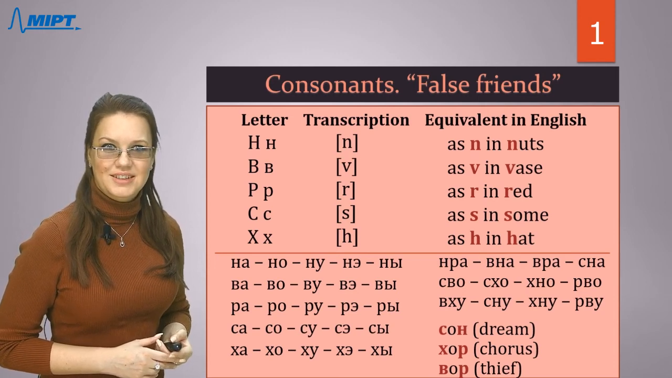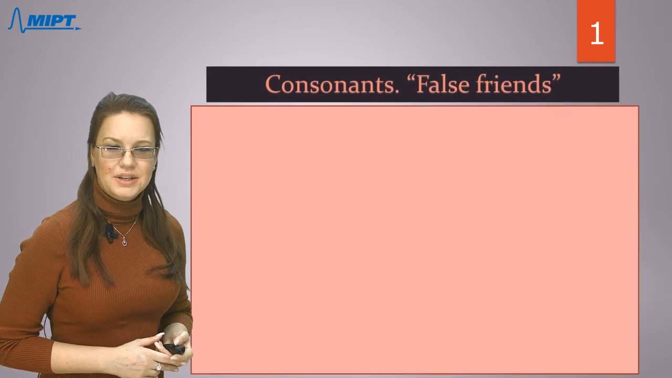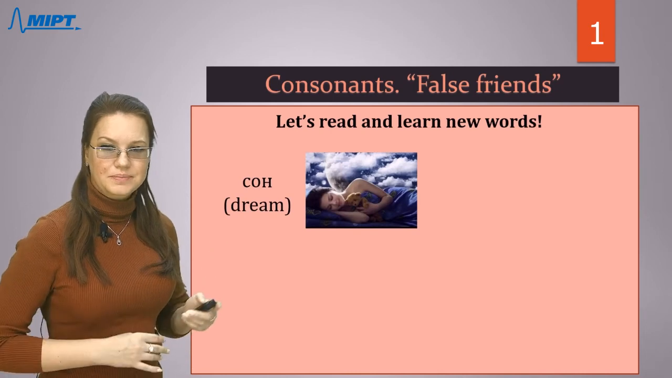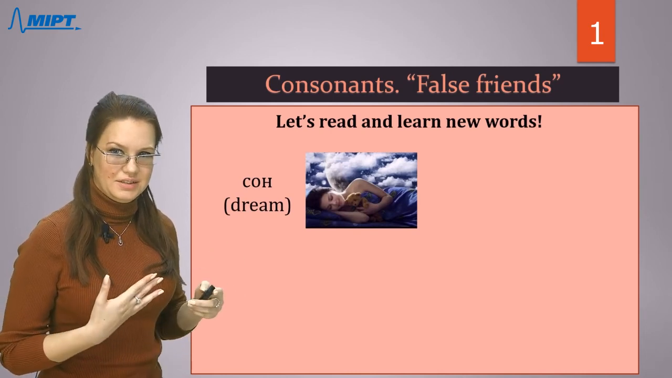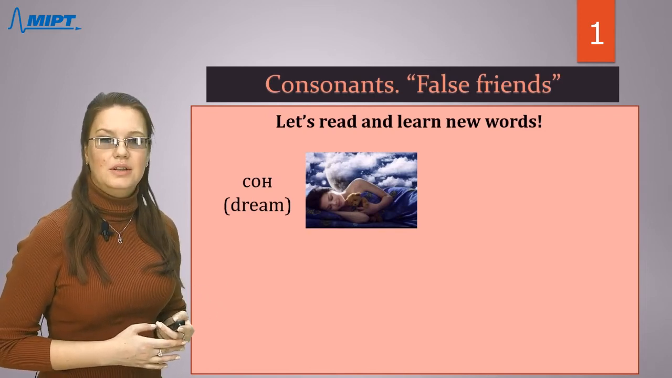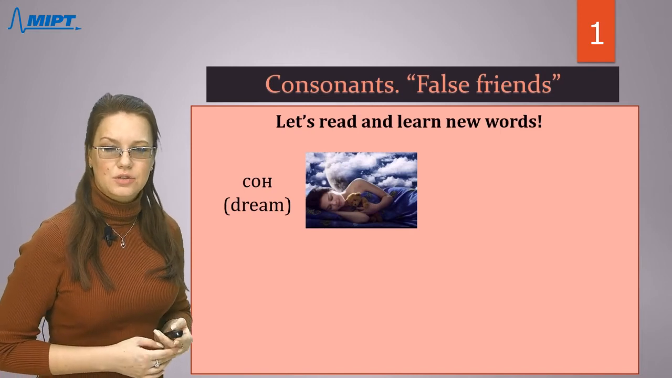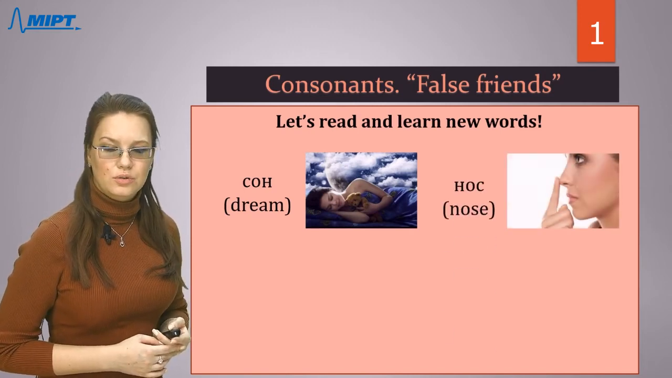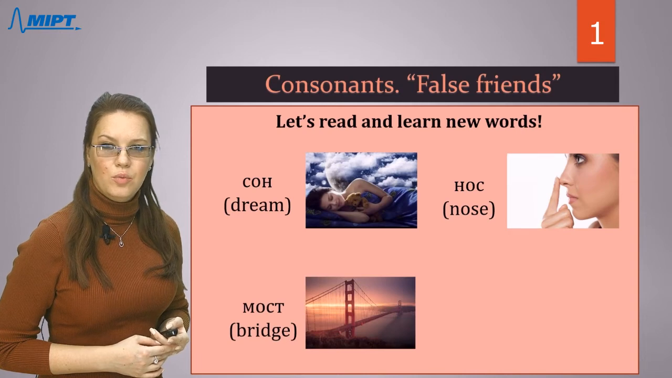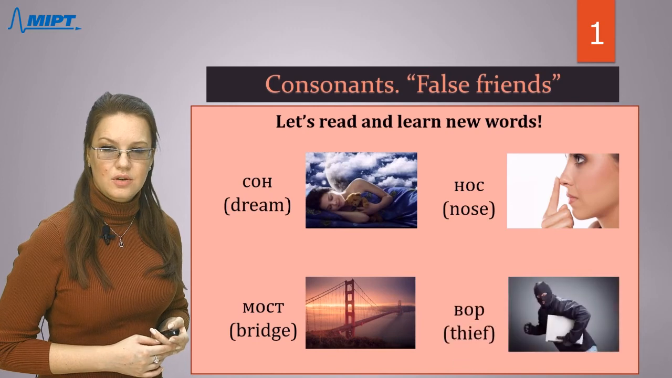That's it. Nothing difficult. We continue to talk about false friends with some more examples. I hope that you can memorize the meanings of some of these words. Let's read some of them once again. Сон, нос, мост, вор.